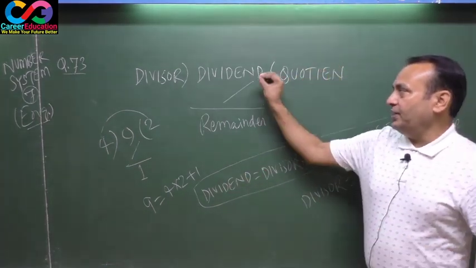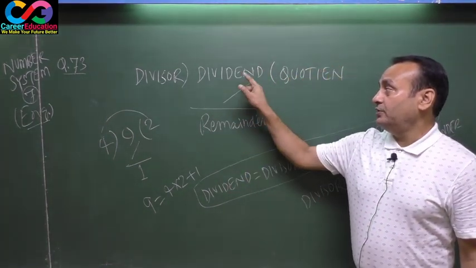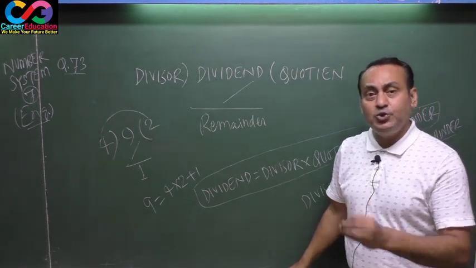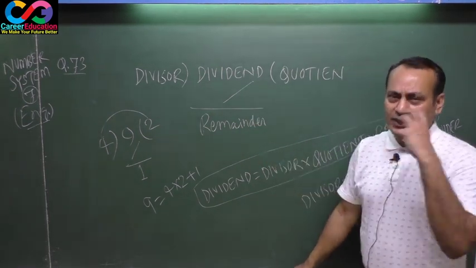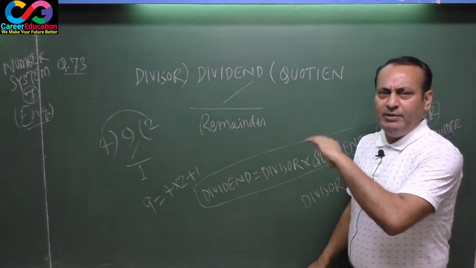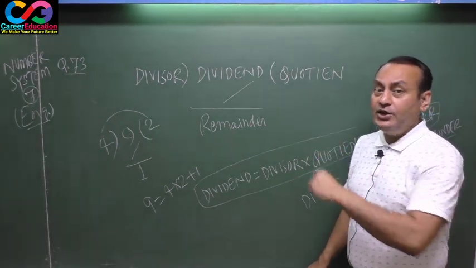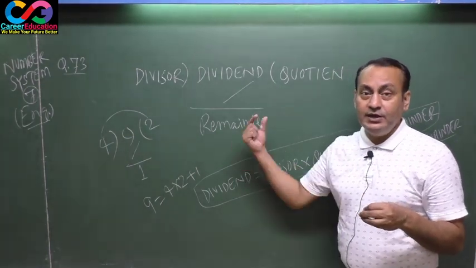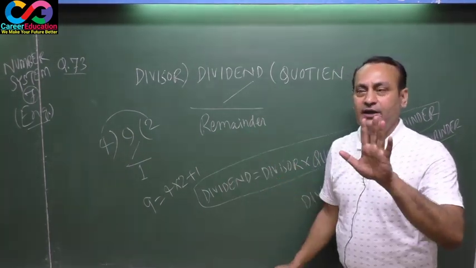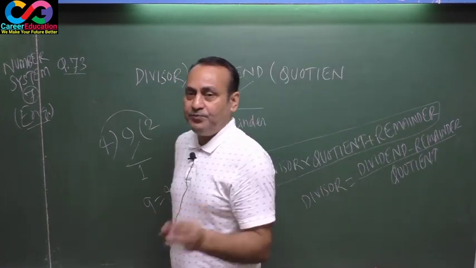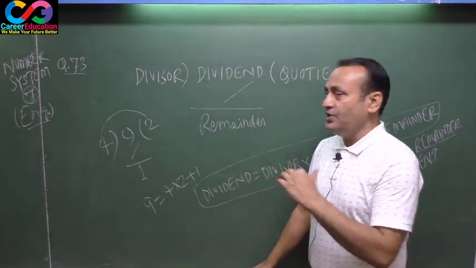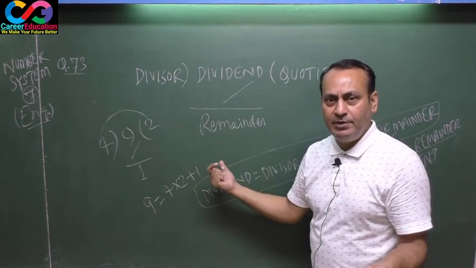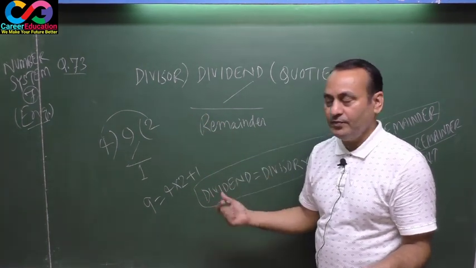Whenever a number is divided by another, the number which is going to be divided is called dividend. The number by which you are going to divide is called divisor. The result, whatever is coming here, that is called quotient. If something is left here, that is called remainder. Remainder sometimes may be 0 whenever the dividend is divisible by the divisor.